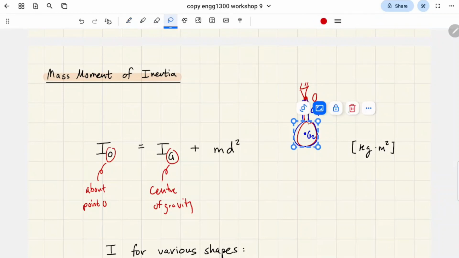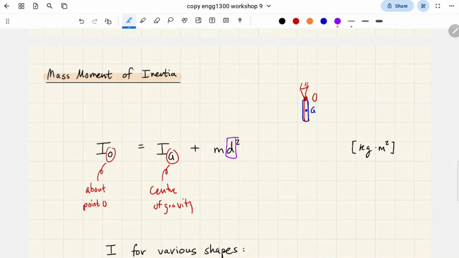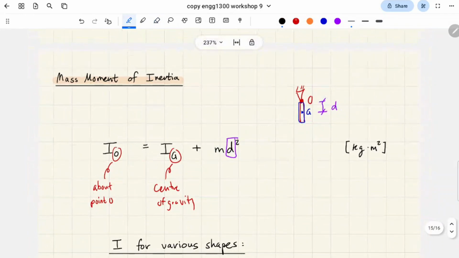Actually, I'm not going to overcomplicate it. Let's just do it for that rod. Basically, that D is going to be the distance between your point of rotation and the center of gravity. But to get it for the entire composite object, a disc on the end of a rod, you'll see how that works, you're going to have to add up the IOs of all the objects. So this is the shift distance. That was the mass.